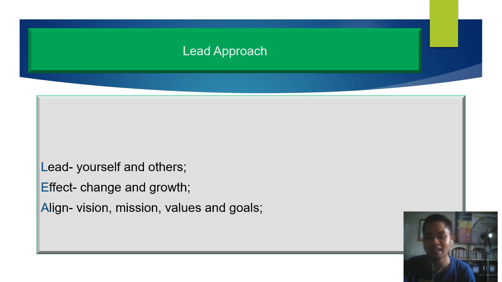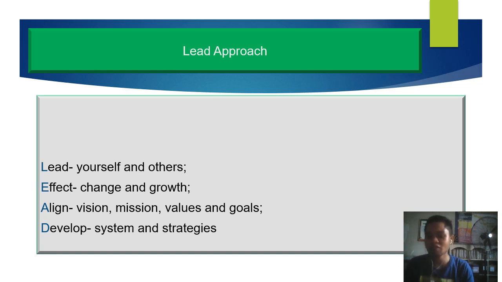Next, E stands for effect, so change and growth. As a learner, it's very important for you to have improvement on what you've learned as you go through your journey. Next, we have align: the vision, mission, values, and goals. It's also important for us teachers to stand by ourselves and connect the lesson to our learners, so that this brings change between us professionally and to the learner as well.